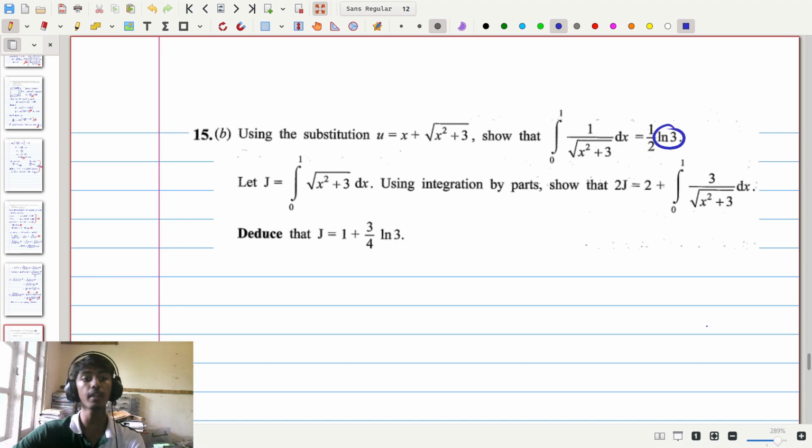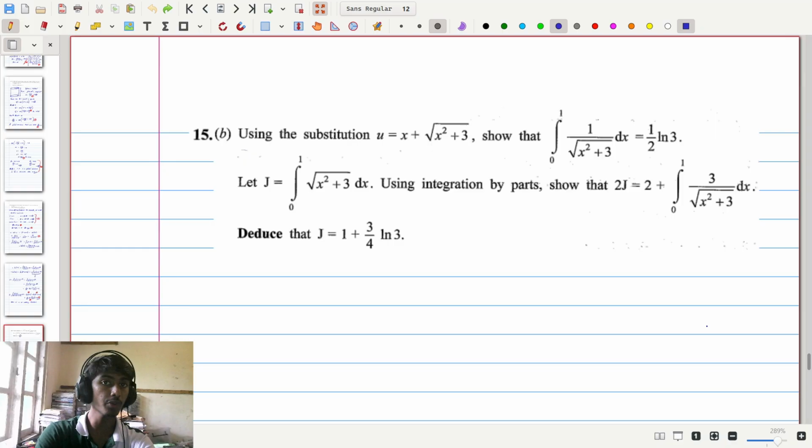It then asks us to let J be equal to the integral from 0 up to 1 of the square root of x squared plus 3 dx, and then using integration by parts asks us to show that 2 times J is equal to 2 plus the integral from 0 up to 1 of 3 over the square root of x squared plus 3 dx. After that, it finally asks us to deduce that J, the integral, is equal to 1 plus 3 over 4 times the natural logarithm of 3.